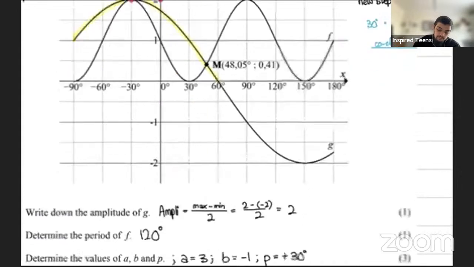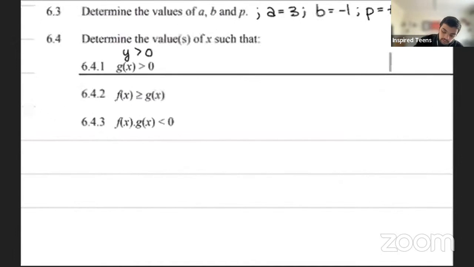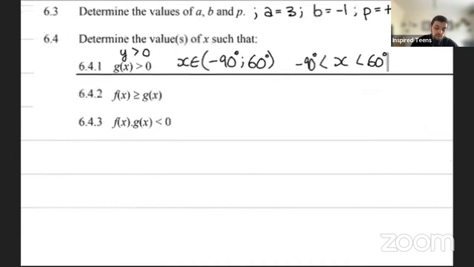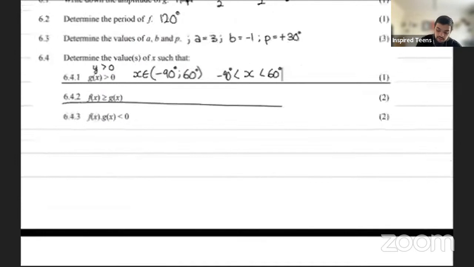Okay, that's it. So I can say x is an element of, two ways of giving this answer. X is an element of, the question doesn't include, so I don't include -90 to +60. Alternatively, I could say x is greater than -90, but less than 60. I don't include again because the question doesn't include. Two ways of answering that. Let's have a look at the next one.